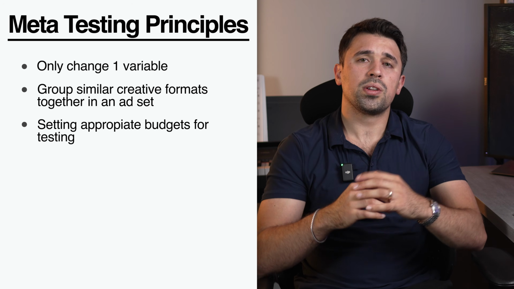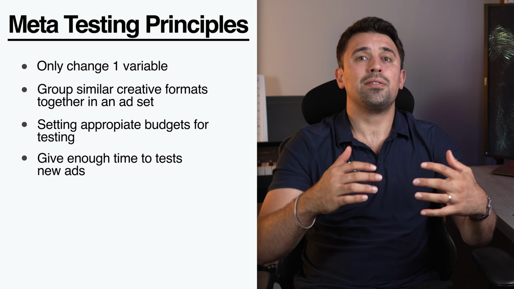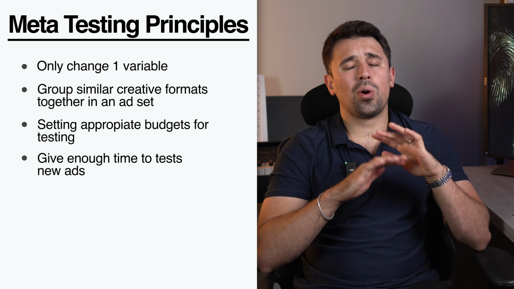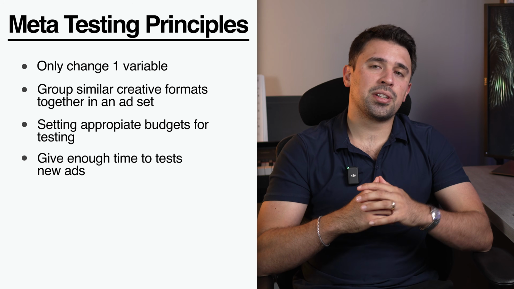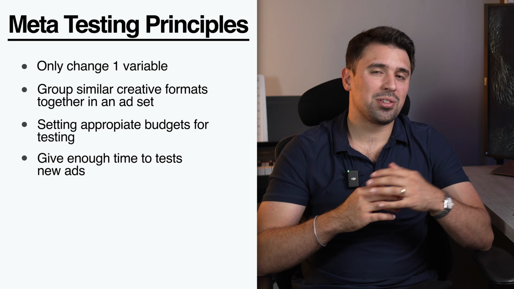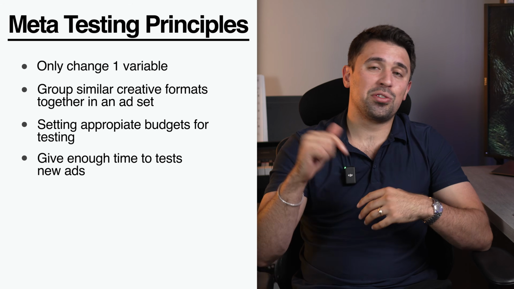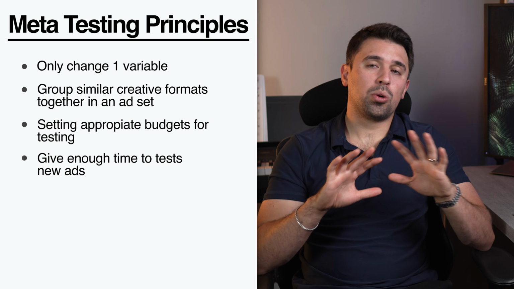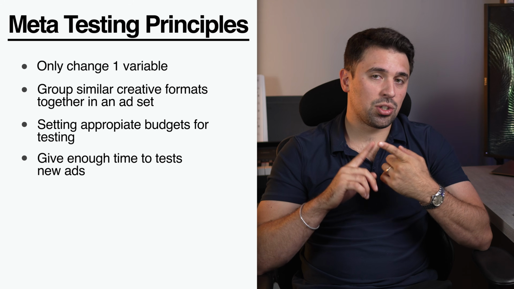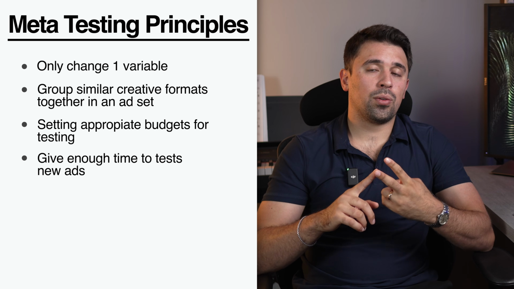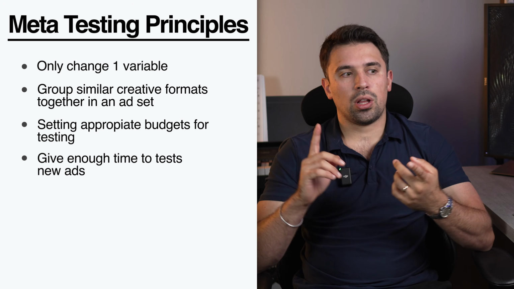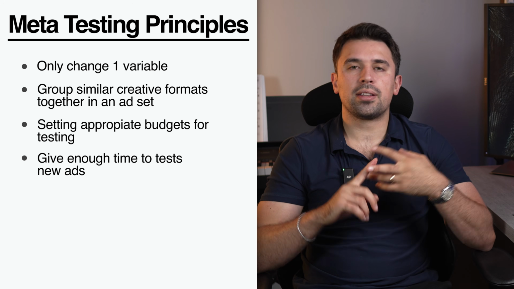So the fourth core testing principle is to give your tests enough time to learn from them, okay? The worst thing that you can do is decide you're gonna test something, see some bad results within the first few hours or even the first day, panic and then turn it off. For me, that is a total lose-lose scenario, because you didn't give it enough time to potentially work, and you didn't learn whether or not that thing would work anyways, right? So it's like you lost money and you didn't learn. So that's a big problem.